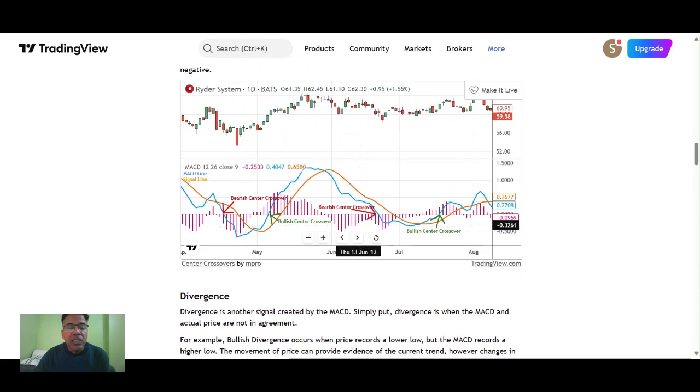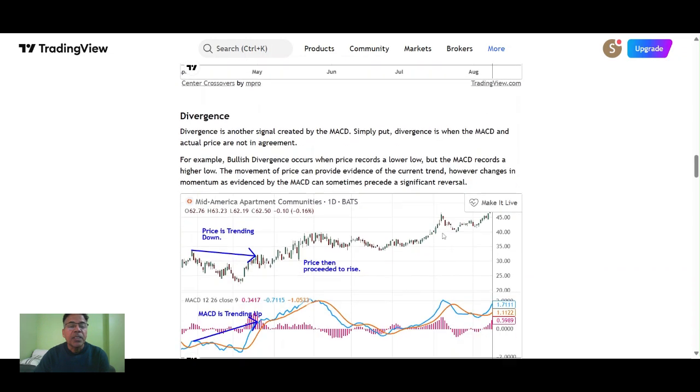Here you see this is the bullish crossover. Here is the bearish crossover. Then bearish crossover, bullish crossover, bearish crossover, and bullish crossover.